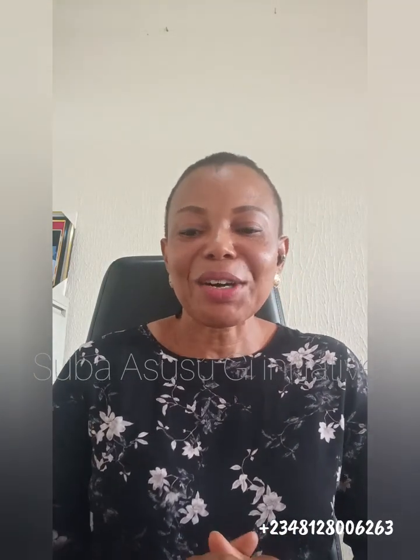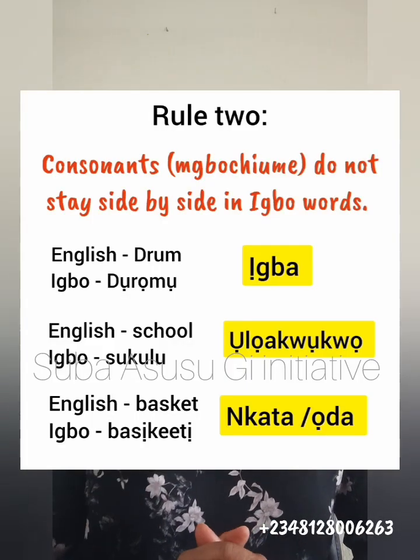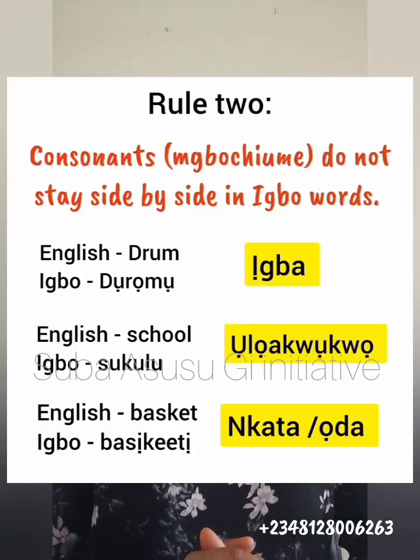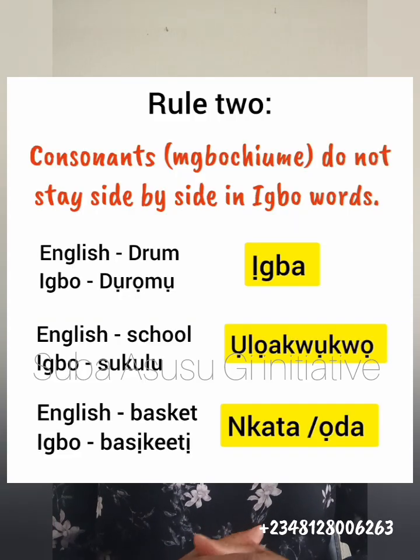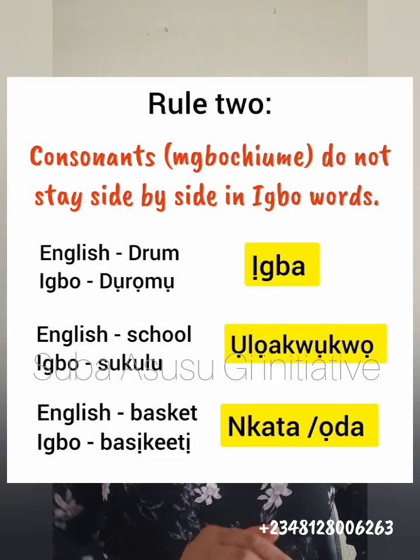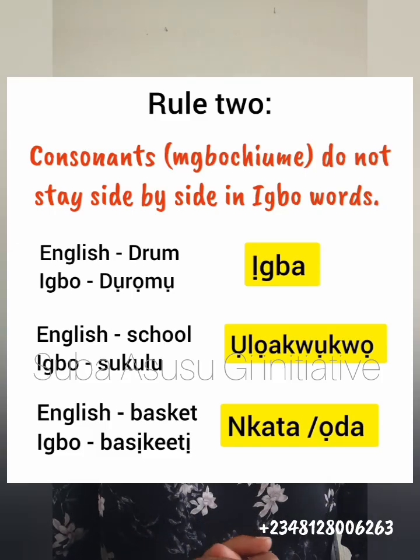All right, so we move now to the second rule. It's on your screen. By the way, in Igbo we call consonants mbochiume. Let's say that. Mbochiume. Great job. So when you hear mbochiume, that is talking about consonants in English. Okay, so the rule says consonants do not stay side by side in Igbo words.